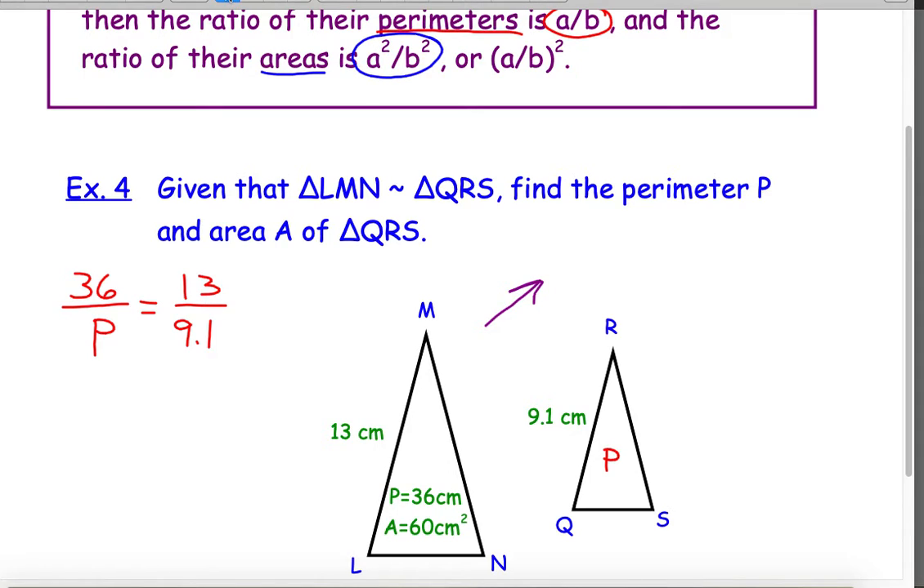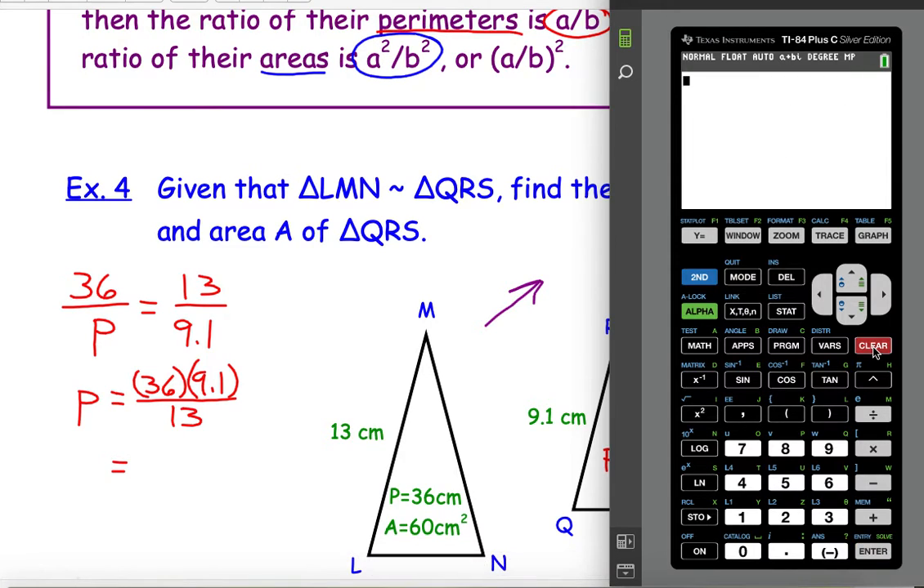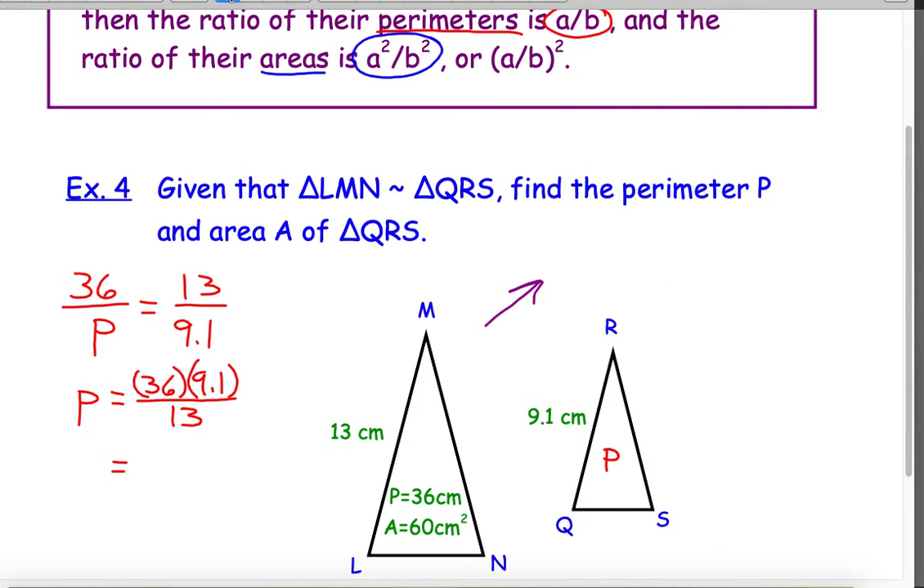So let's cross multiply, and we get 13p equals 36 times 9.1. I'm just going to do it in one step. And then we'll divide both sides by 13 to get p by itself. And let's see what we get. 36 times 9.1 divided by 13. 25.2 is the perimeter of the other triangle. Now the units on these were centimeters, so the perimeter will also be in centimeters.